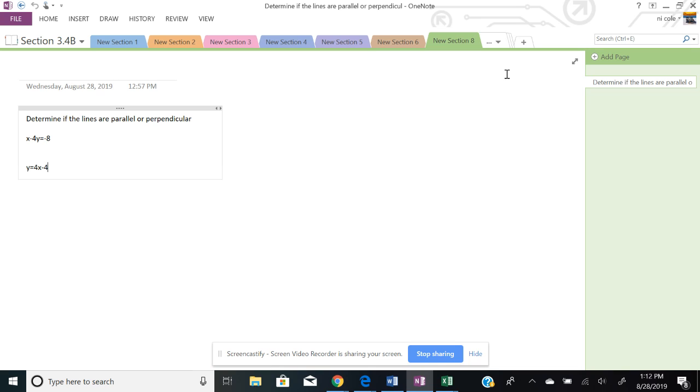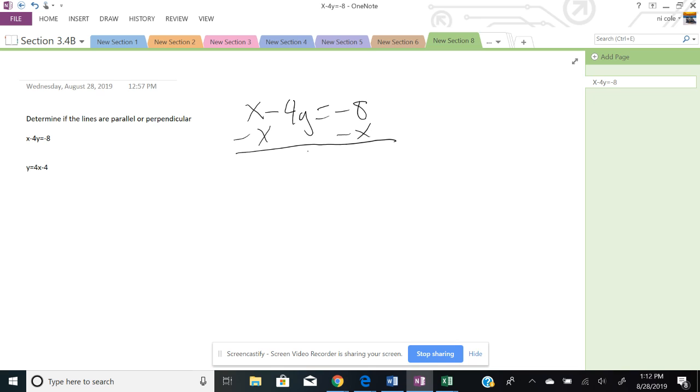Number 9. Okay, determine whether these lines are parallel or perpendicular. All right, for that first equation, I have to determine if that's parallel or perpendicular. I cannot determine that unless y is by itself. So I'm going to take x minus 4y equals negative 8, subtract x from both sides. So I get negative 4y is equal to negative x.